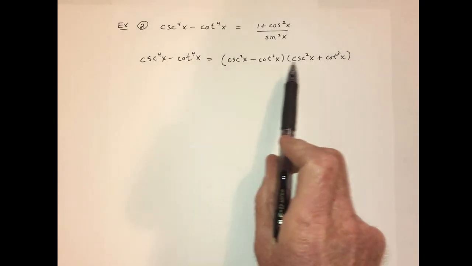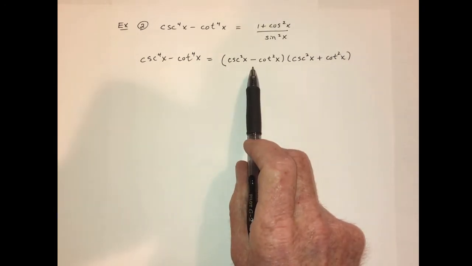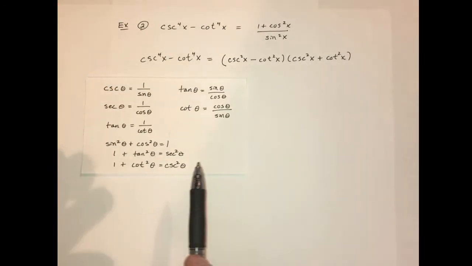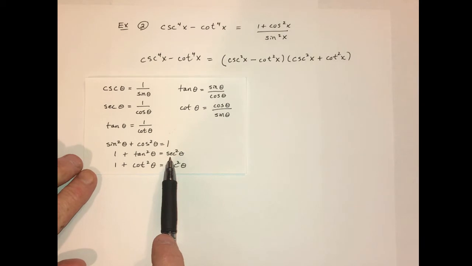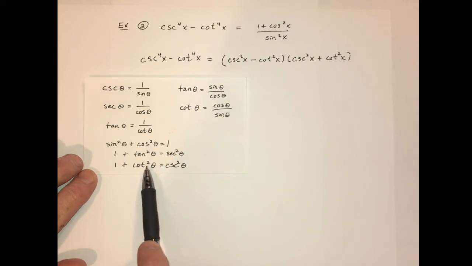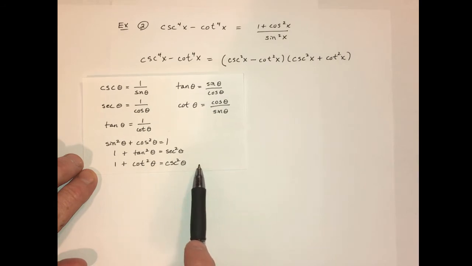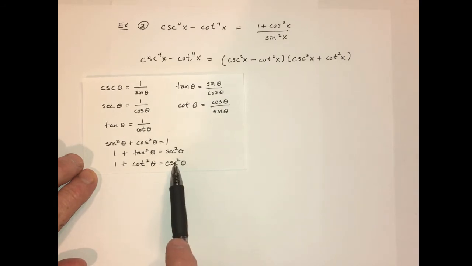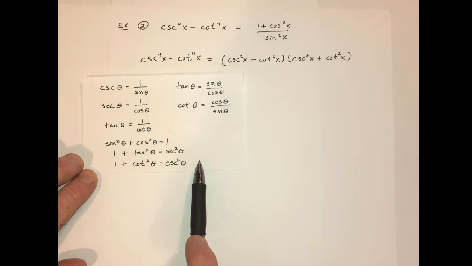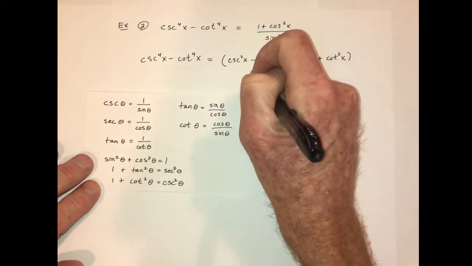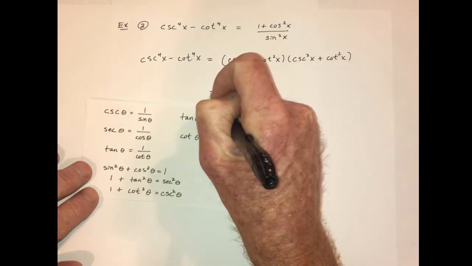Now, there's probably a trig identity for one of these. So there's a cotangent squared, there's a cosecant squared. And actually, if you look at this bottom identity, and you were to subtract the cotangent squared and put it on that side, it would say cosecant squared minus cotangent squared is equal to 1. So this one is equal to just a 1.